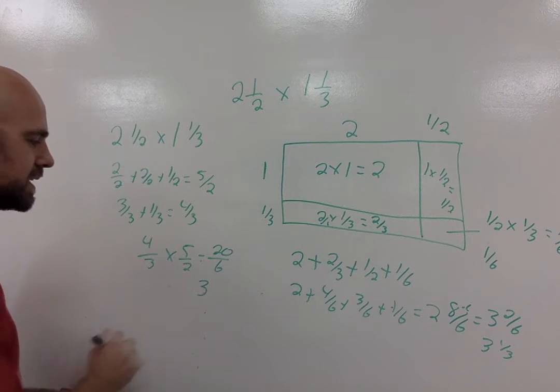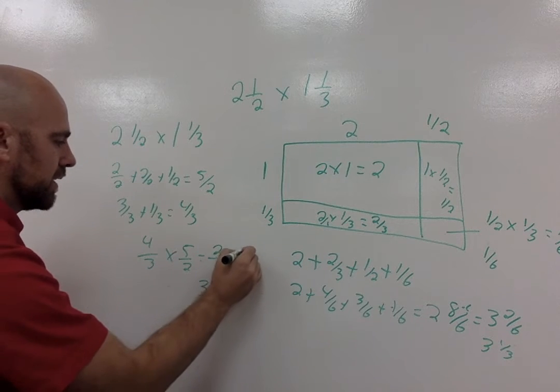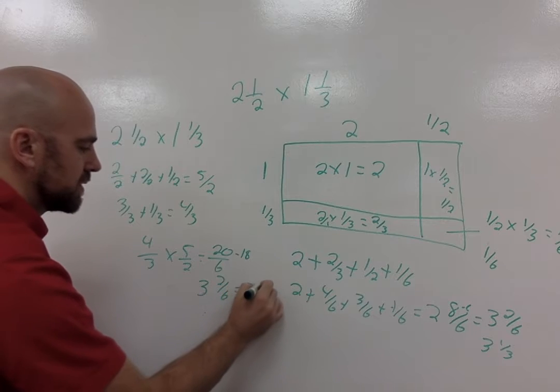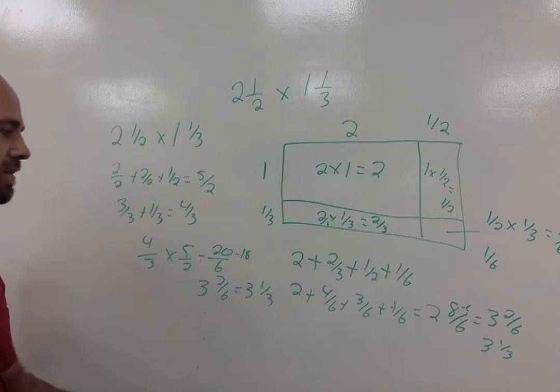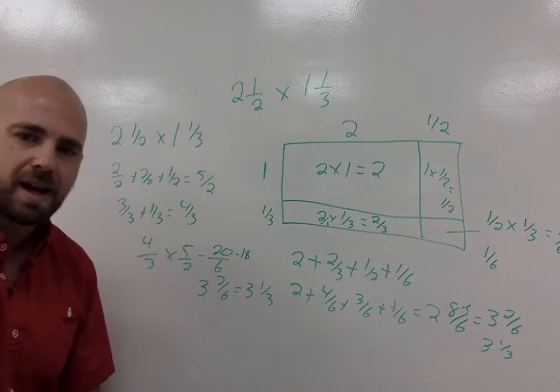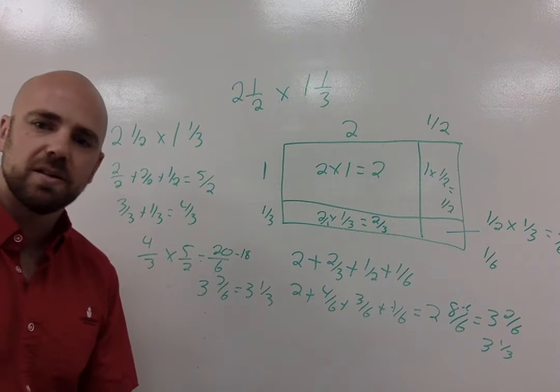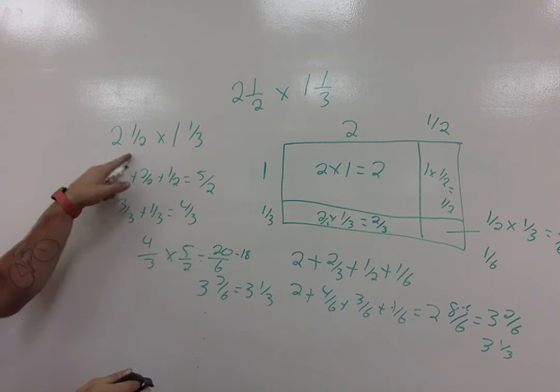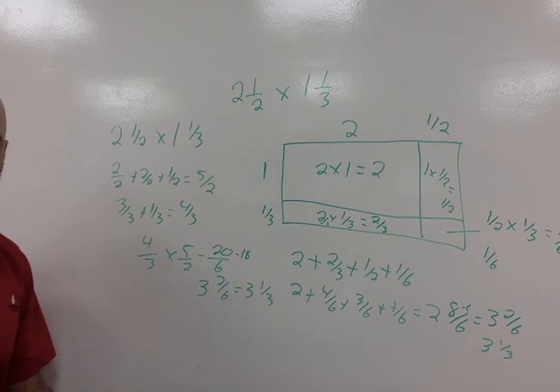6 times 3 is 18, so 18 minus 20. I have to subtract 18, I'm left with 2/6, which can be reduced to 1/3. So I end up getting the same answer, 3 and 1/3. Okay, so these are kind of the two ways that we can go about answering these questions. This way is probably going to be your go-to.